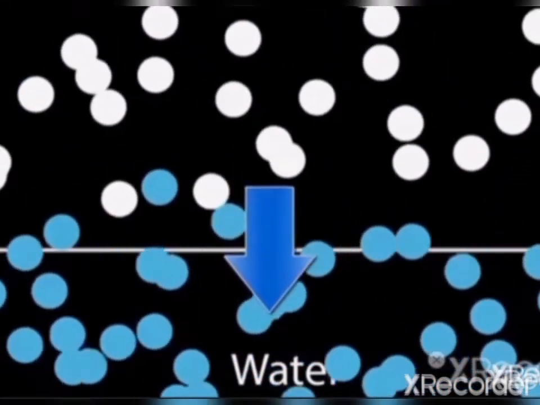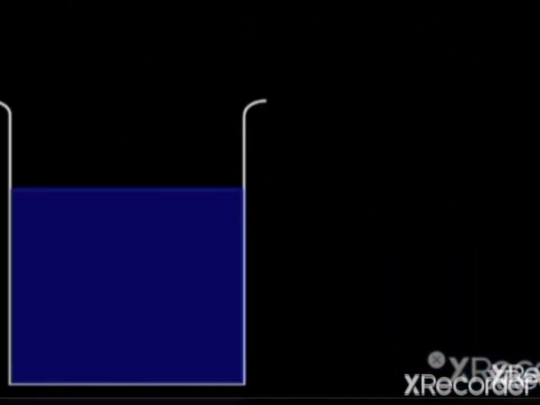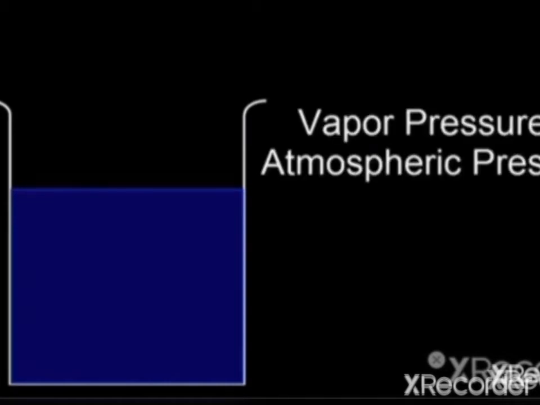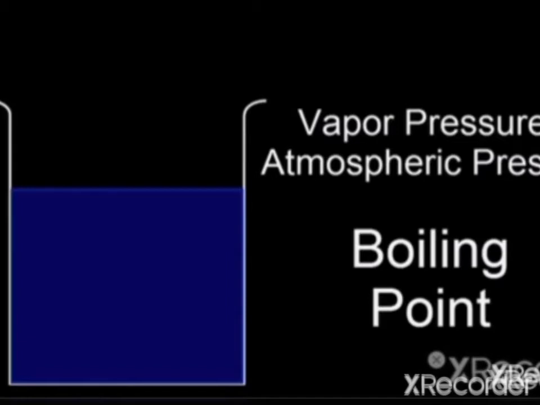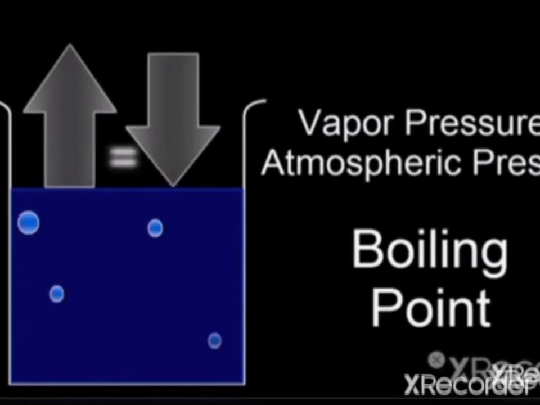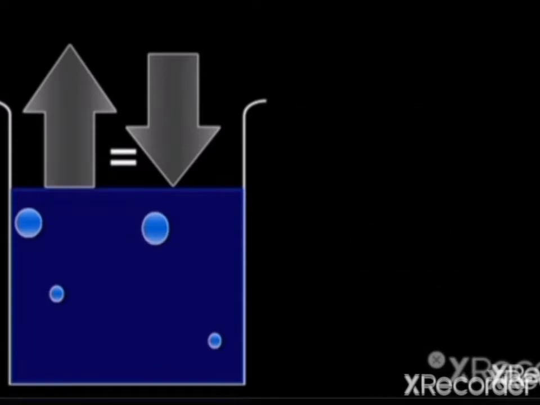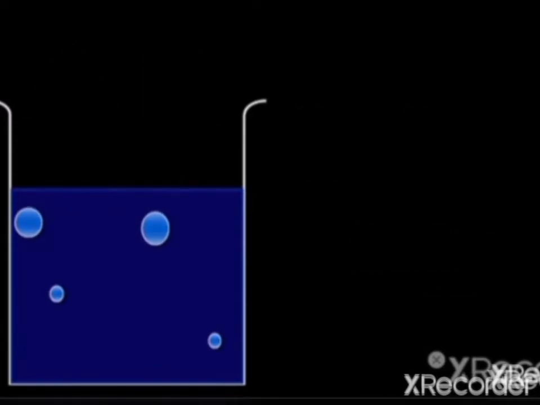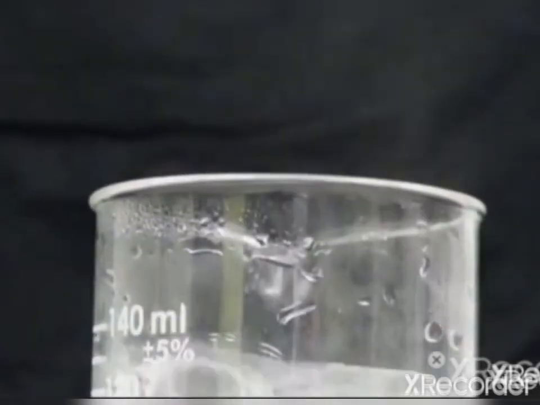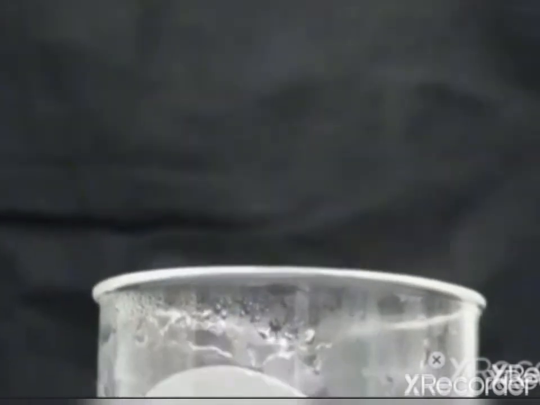Vapor pressure of the liquid keeps on increasing with increase in temperature. At a certain temperature, vapor pressure of the liquid becomes equal to the atmospheric pressure. At this stage, liquids start boiling. The bubbles of the vapors form throughout the liquid, rise to the surface and escape into the air.